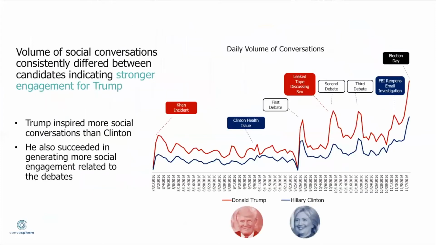When we looked at the daily volume, we see that there was consistently higher engagement for Trump. He also inspired more social conversation and responses to the debates. And then towards the end of the election cycle, shortly before Election Day, when the FBI reopened Clinton's email case, you can see he pulled away again. So it was pretty close before that when it comes to daily volume, but then the reopening of the email case increases engagement in Trump's data set, made it much more difficult for Hillary Clinton to catch up.